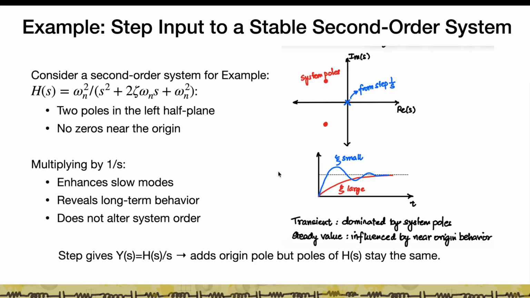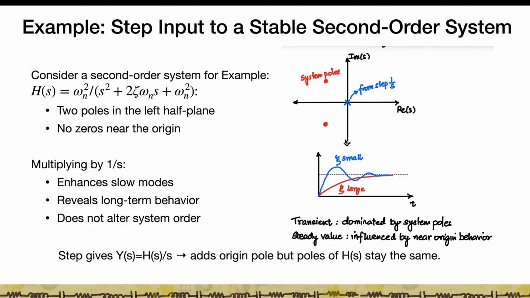Now, for a stable second order system, there are two system poles in the left half plane. Those two modes define the transient behavior, whether it rings, overshoots, how quickly it settles, etc. Now, when we apply a step, we multiply it by 1/s. That does not move the system poles, it just adds an origin pole that emphasizes low frequency content and makes the long-term value more prominent in algebra.